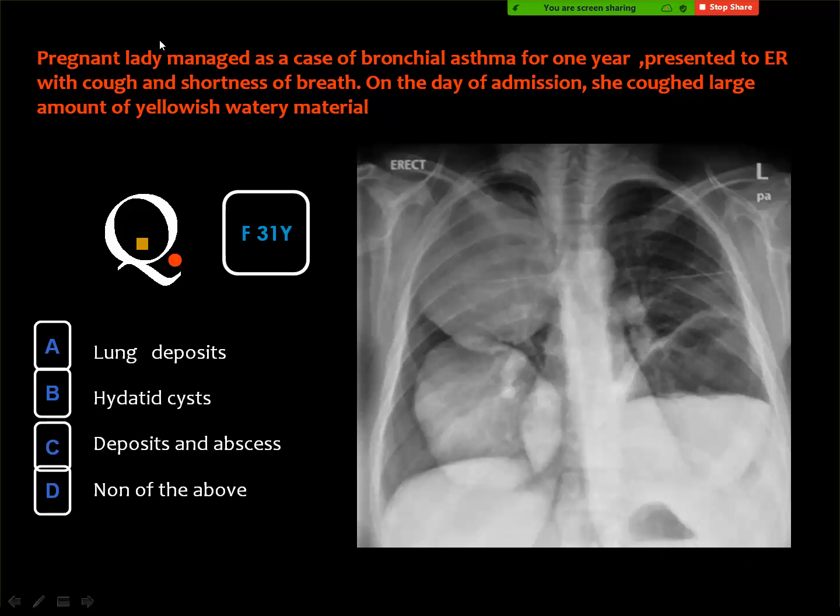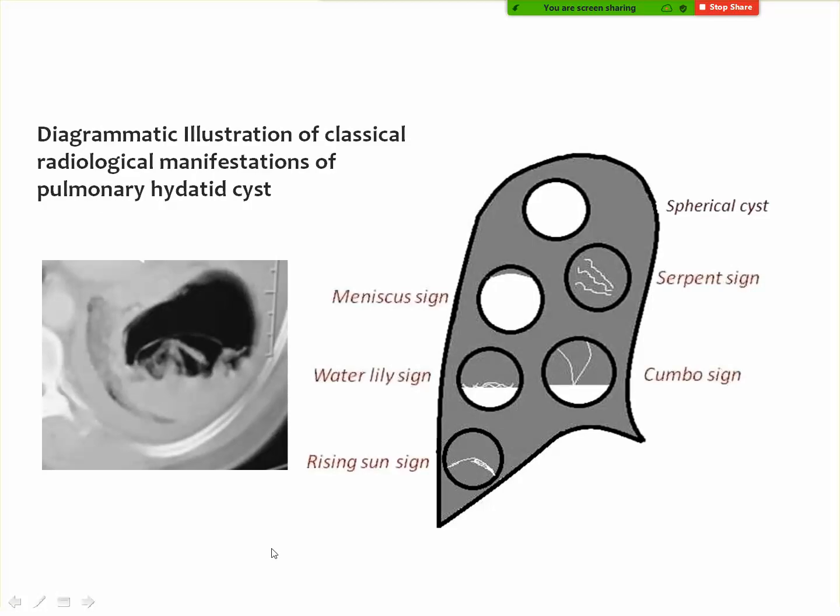Then this is a pregnant lady with bronchial asthma presented to the emergency room with cough and shortness of breath. On the day of admission, she coughed up a large amount of yellowish watery material. Hydatid cyst. Yes, multiple hydatid cysts. Two are intact and one is ruptured, and this is the cause of the patient's complaint. And you see the fluid level in the hydatid cyst with the characteristic wavy appearance, diagnostic of ruptured hydatid cyst, and these are two other intact cysts.